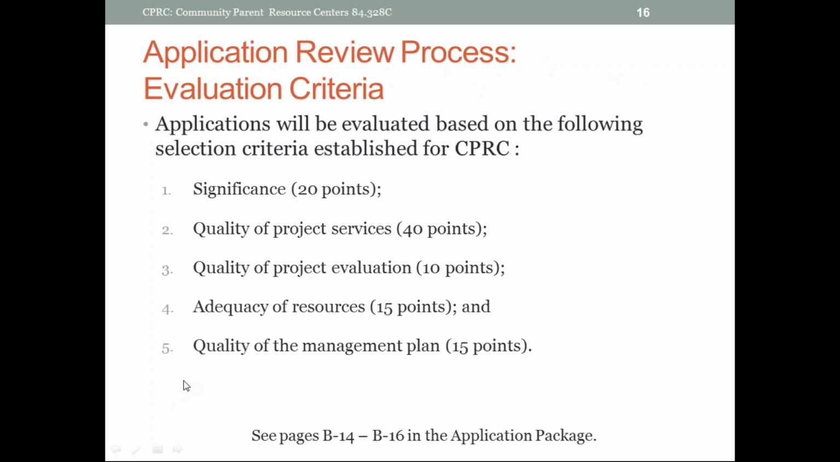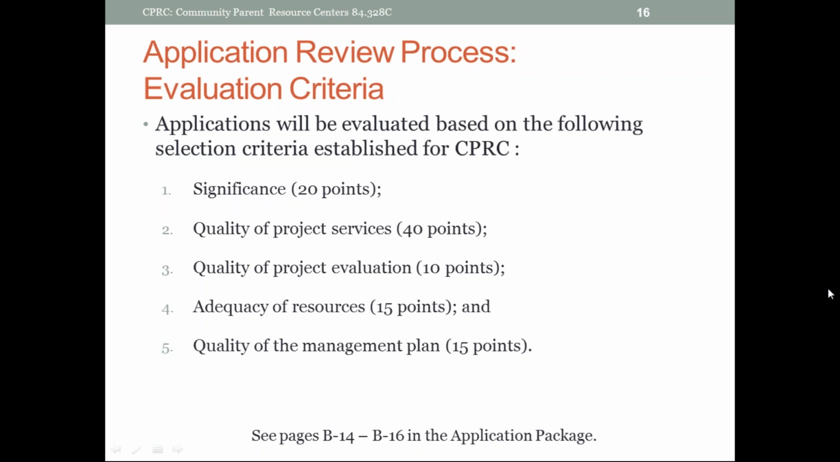Okay, so you've submitted your application, and I'll talk about the different parts of the application in just a bit, but how will you be judged? And this is how you will be evaluated. Notice that between significance at 20 points and quality of project services at 40 points, that is the majority of the points. That is over half of the points are in these two sections. That's how they will be valued, and that's how they will be scored by the reviewers. There will be 3 reviewers who will score this. They will always be anonymous to you. You will never know who the reviewers are. And they will score it on the criteria that we have on these, using these points.